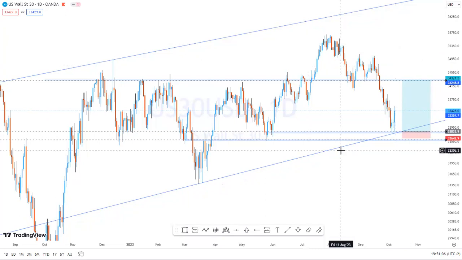Today I just wanted to give you guys next week's forecast on USA30, specifically USA30 and Nasdaq. So guys, let's get into it. We find that US30 is currently trading inside of a rising channel. And within that rising channel, there are lots and lots of different patterns.